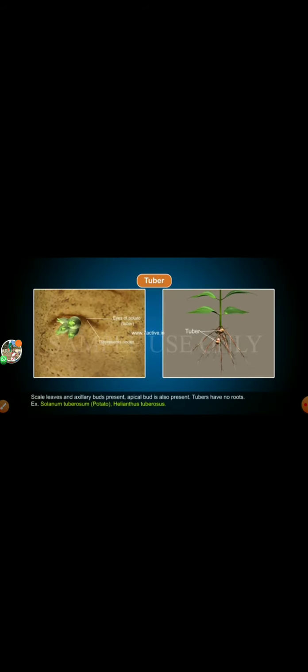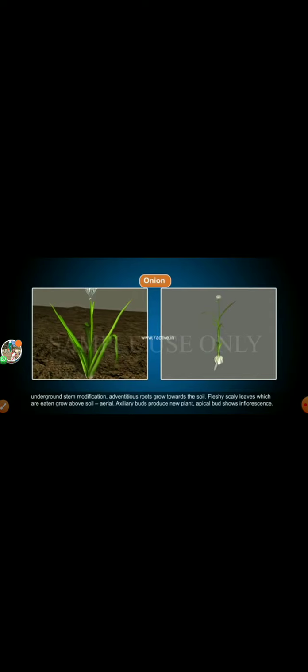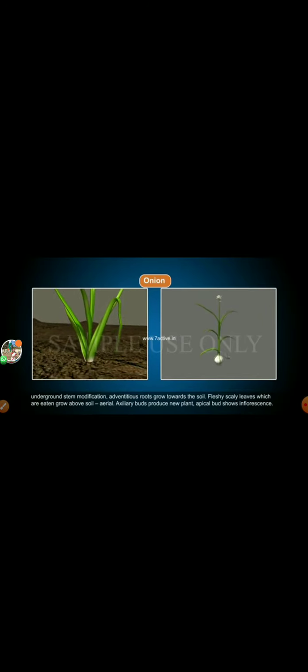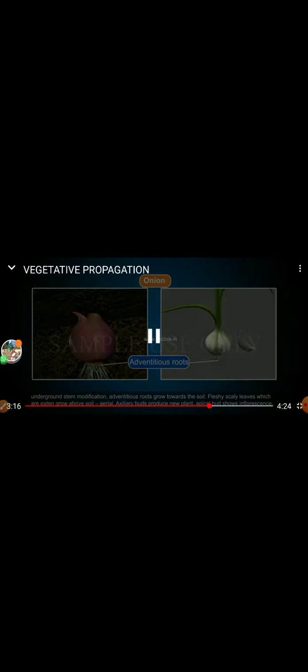Tuber. In Solanum tuberosum, half-moon-like structures called eyes of potato. These eyes indicate the position of nodes and internodes. Scale leaves and axillary buds are present. Apical bud is also present. Tubers have no roots. Example, Solanum tuberosum, potato. Heliander tuberosus. Onion. Underground stem modification. Adventitious root.